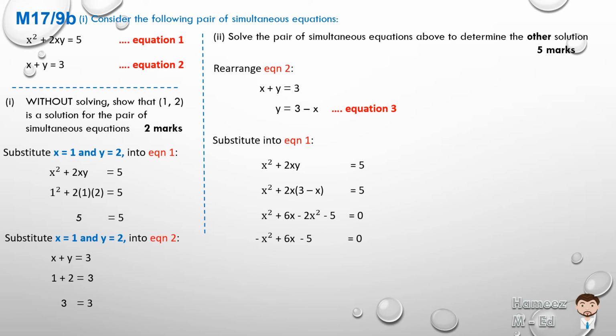And we have a quadratic now, and there are a couple of different ways to solve this now. We can either use the quadratic formula or we can factorize. So if we want to factorize, let's look at the two terms a and c, the coefficient of x squared and the term without x. So that will be minus 1 and minus 5.